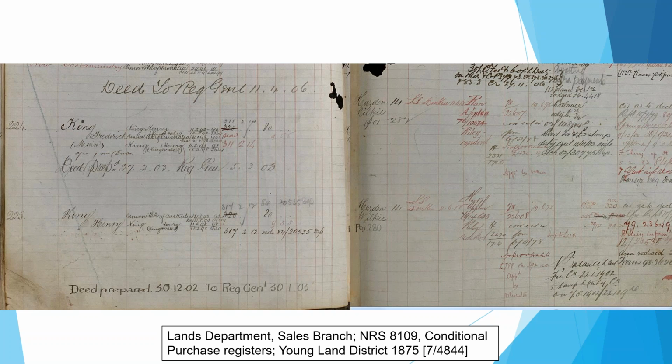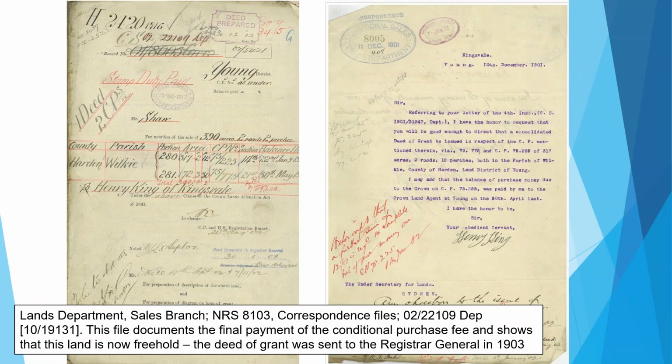So with a conditional purchase, you could take that land up before it was surveyed, but you'd have to organise to get it surveyed. You had to improve the block over time, so with fences and buildings and those sorts of things. You had to pay the government back the money that it was worth, and then once you'd met those three conditions, once you'd paid it off, then that land would become yours as a freehold property. So that's how Henry King got his land.